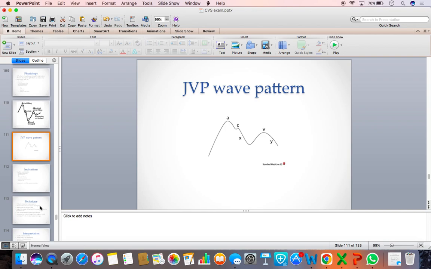Y descent is because of the emptying of the right atrium during the early rapid filling of the ventricular chambers, during ventricular diastole. Thereby, blood from the atria is passing into the ventricular chamber with the gradual fall of the right atrial pressure, resulting in the negative Y wave. So this is the wave pattern of the jugular venous pressure and the mechanism underlying it with the changes in the right atrial pressure.